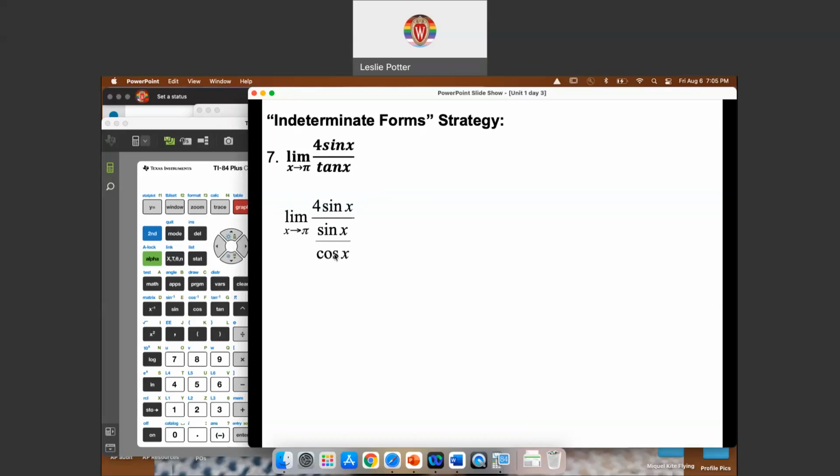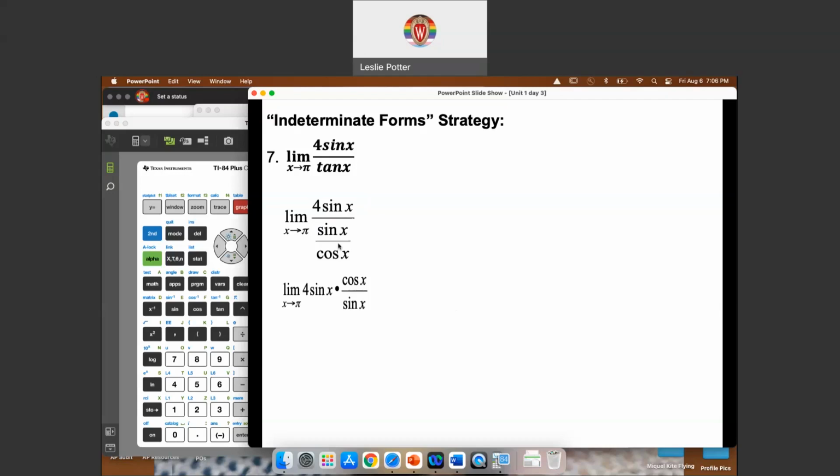I noticed I didn't do something here. I should have put pi in here and pi in here. Because sine of pi is 0, 4 times 0 is 0. Tan of pi is 0, I have 0 over 0. I didn't confirm that, and I apologize for not doing that. You should do that each and every time. Confirm that it's an indeterminate form.